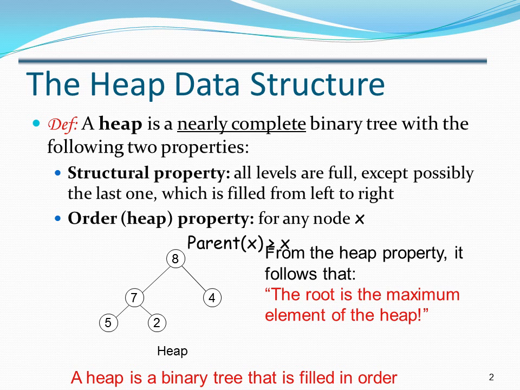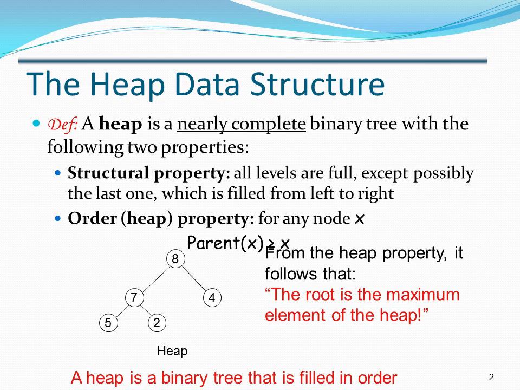Heapsort. The heap data structure. A heap is a nearly complete binary tree with the following two properties. First one is the structure property, then another one is the heap order property. Structure property means all the levels are filled except the last one, and the heap must be filled from left to right.